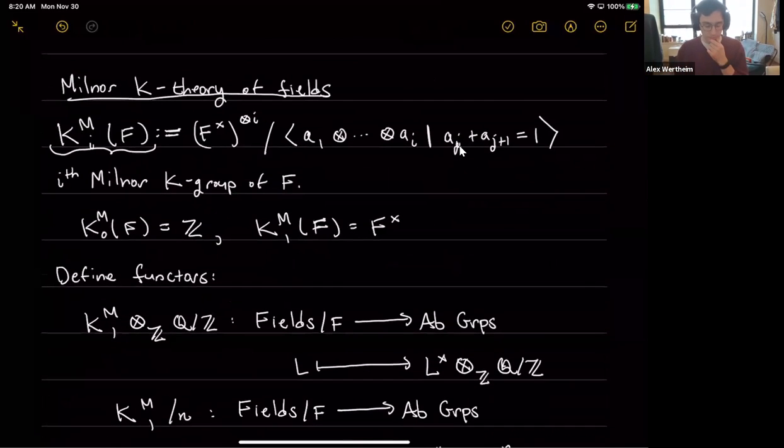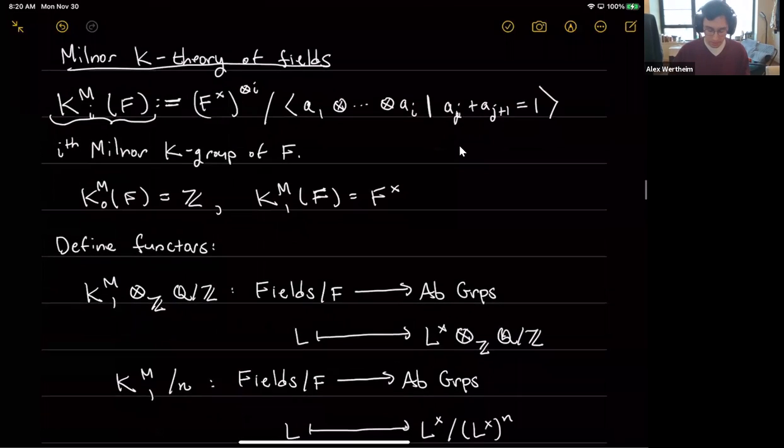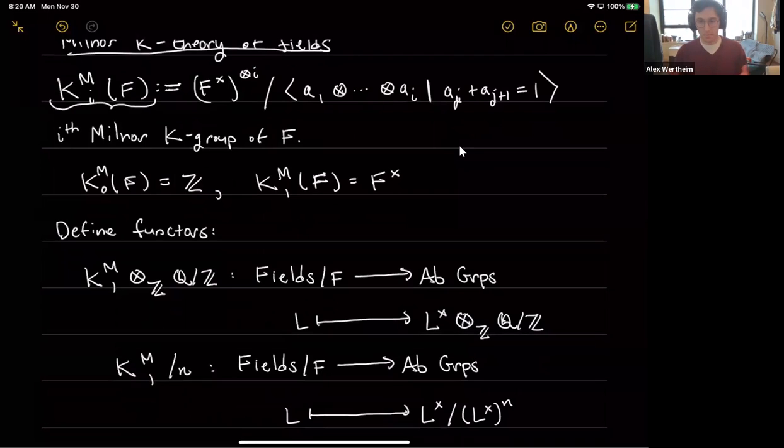Now to describe the functor, I first need to recall the definition of the ith Milnor K group of a field, which is just the ith tensor power of the units of F modulo the subgroup generated by tensors of the form a1 through ai, where for some index j, we have aj plus aj+1 is equal to 1. And the two most important Milnor K groups for the purposes of the talk today will be the 0th and the first Milnor K groups of F, which are given by Z and the units of F, respectively.